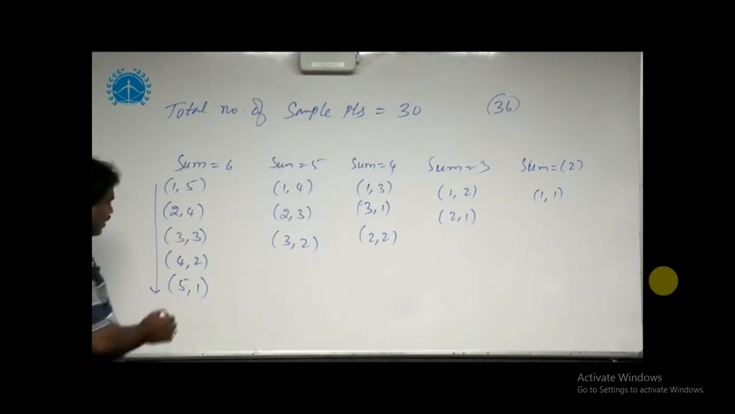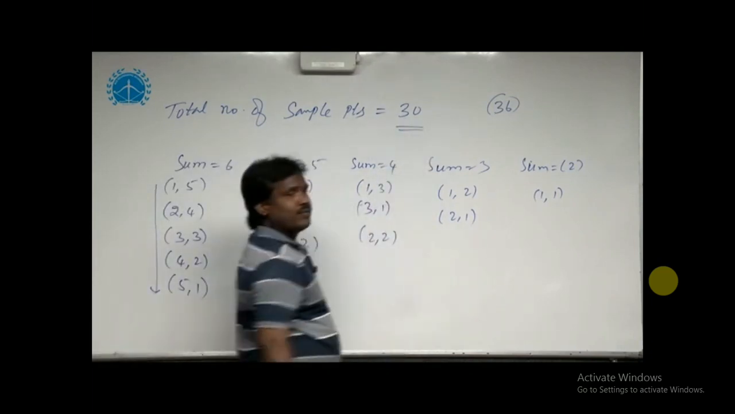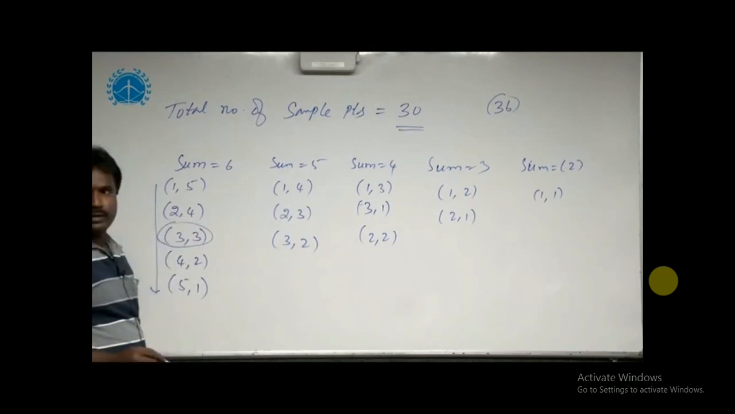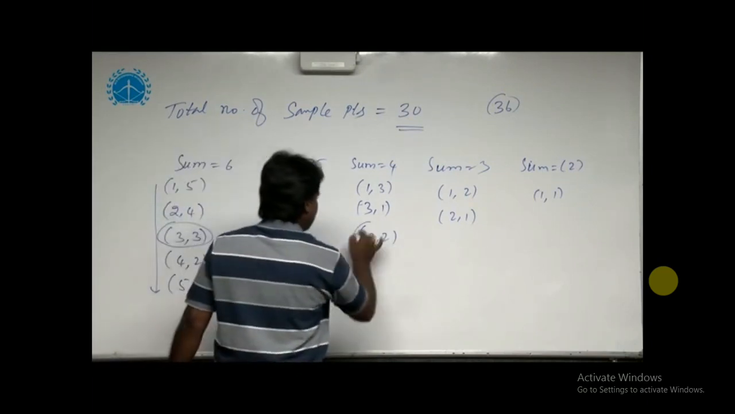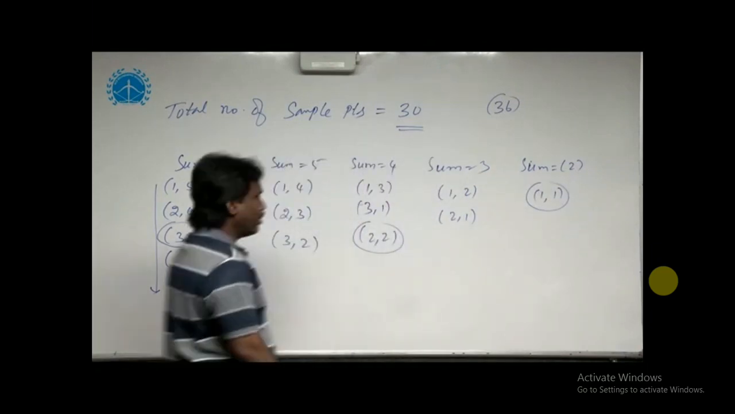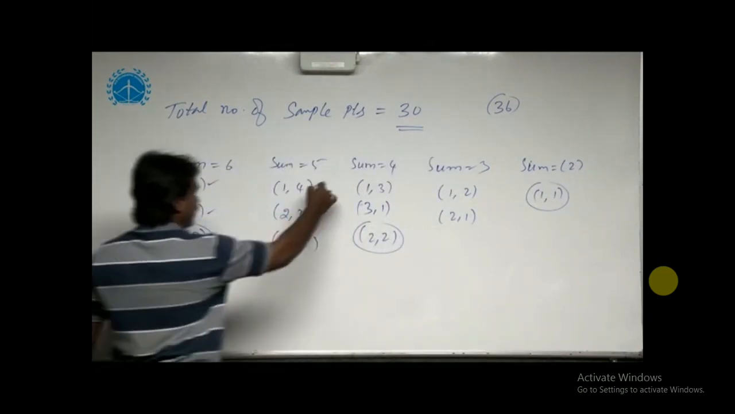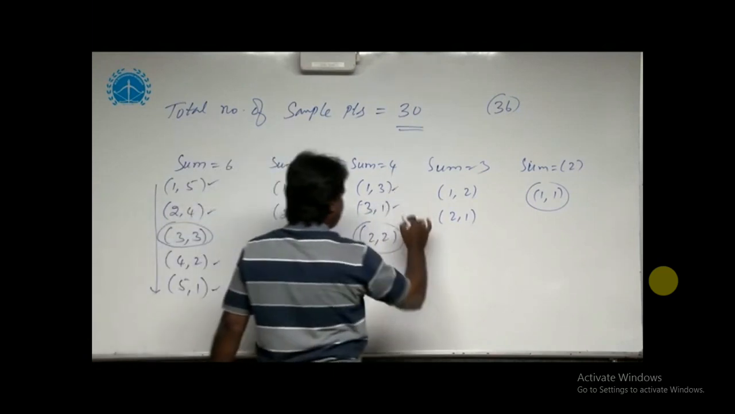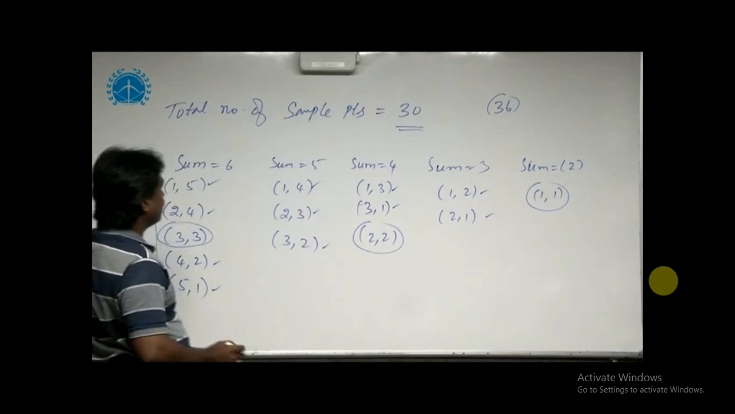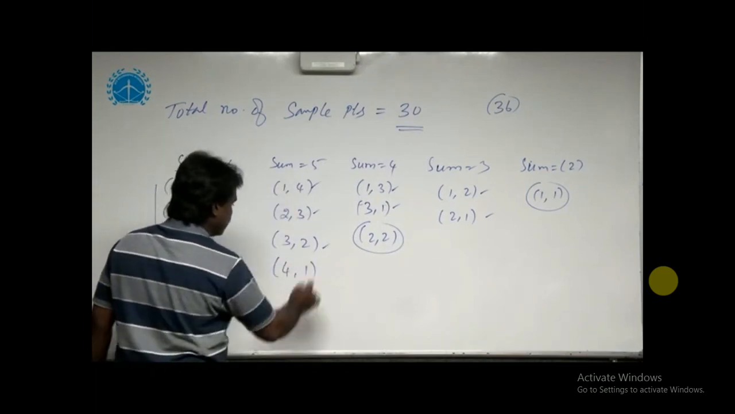But in this one, the condition is that the same number is not appearing, only different numbers. So here one case of the same number appearing is 3, 3, another is 2, 2, and another is 1, 1. So out of 30, we are having 1, 2, 3, 4, 5, 6, 7, 8, 9, 10, 11, and here one more, 4, 1, that makes 12.